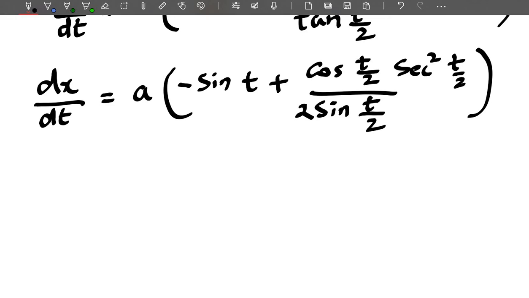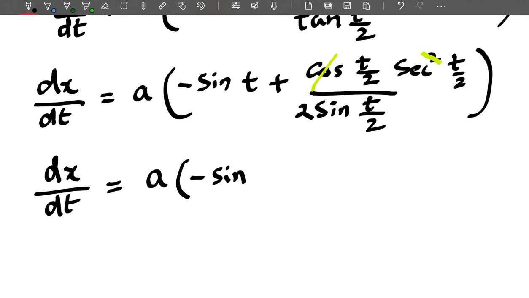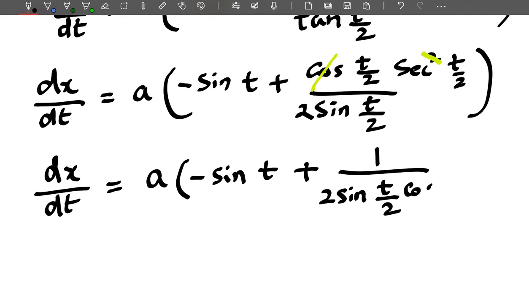Now see, one cos will get simplified with a secant, because cos and secant are the reciprocal of one another, so those two will get crossed, and you're left with dx by dt will become a minus sin t, and this is becoming, so we are converting to the cos, which is giving us 1 by 2 sin t by 2, and this is becoming cos t by 2.